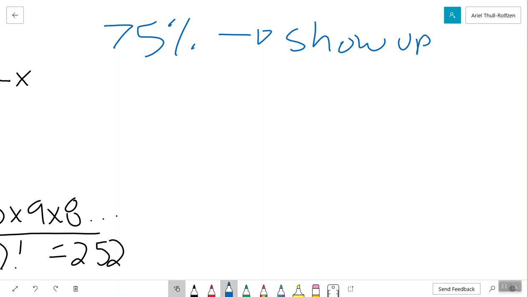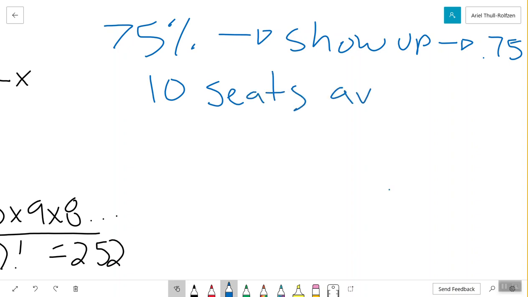And what I can do is take that 75% and convert it to a proportion. So I'm going to say 75% is equivalent to 0.75. And reading on, it says for a particular stop for which she normally reserves 10 seats, she books 13 passengers. So she has 10 seats available. And she books 13 passengers.